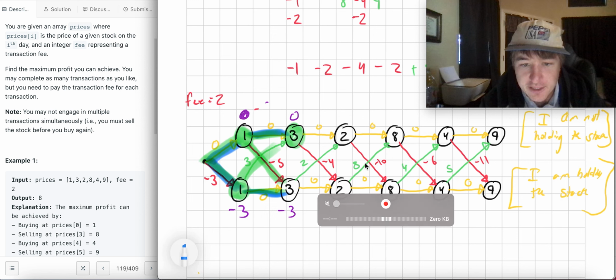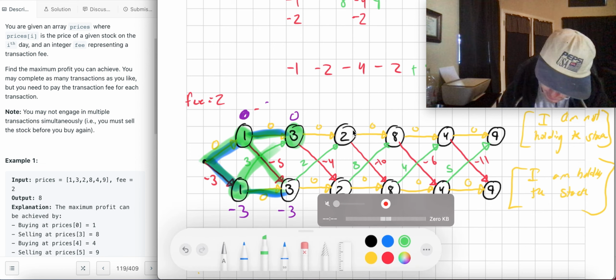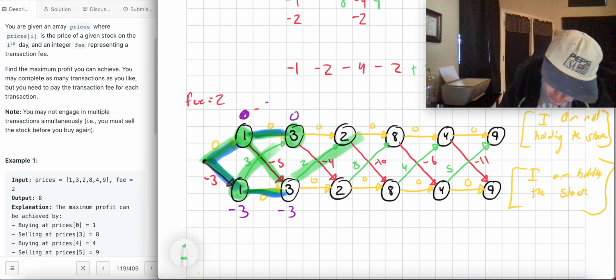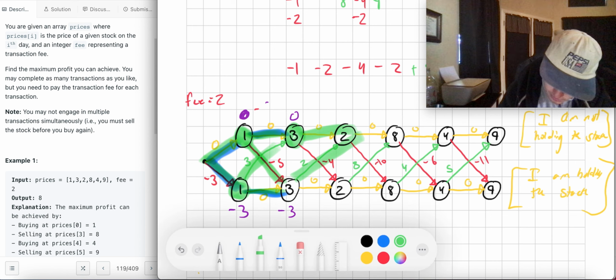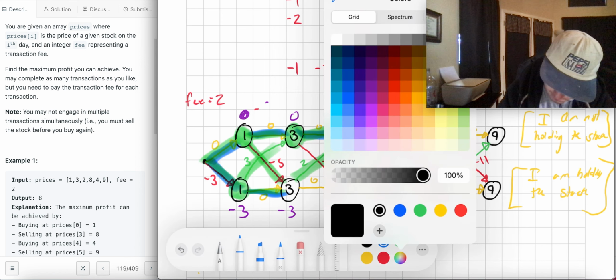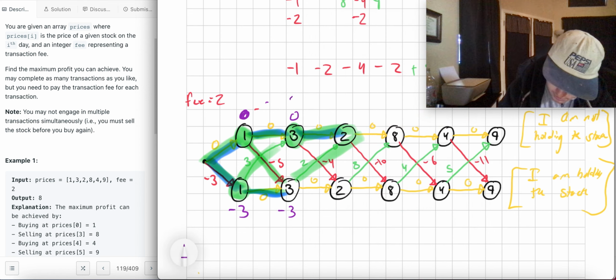Okay, now that we're looking at 2, well, 2 could get 2 plus -3 if it used this link. If it uses this link, it'll get -1. And if it uses this link, it'll get 0. So it's going to choose this link. And it'll have a cost of 0.